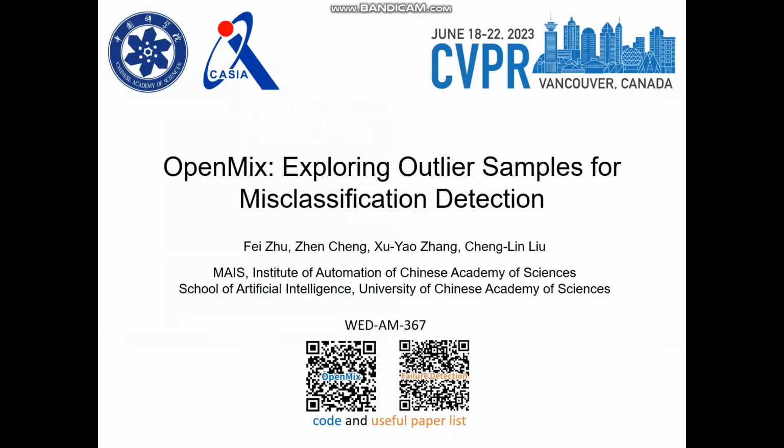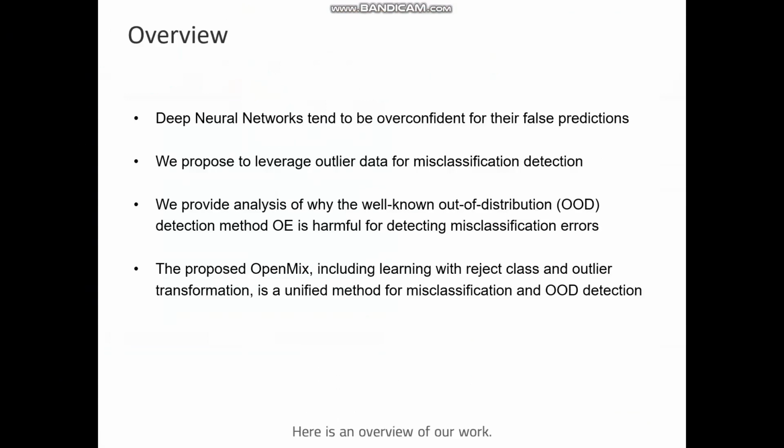Hi everyone, I'm pleased to present our work, OpenMix, exploring outlier samples for misclassification detection. Here is an overview of our work. Deep neural networks tend to be overconfident for their wrong predictions. In this paper, we propose to leverage outlier data for misclassification detection.